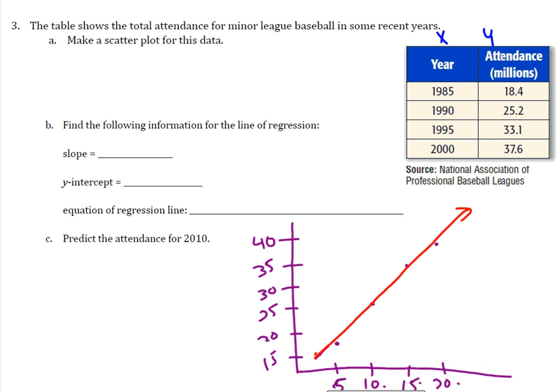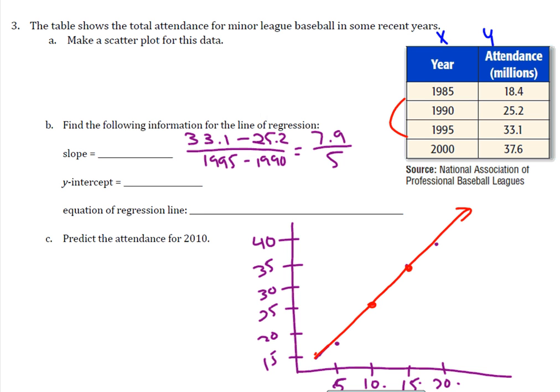That's a pretty good line of best fit, I would think. I don't really have a good graph to go off of, so I would say those 2 points are pretty much on my line. Those are my middle 2 points, so those are the ones I'm going to use to try and figure out what this is. If I look at slope, I'm going to take 33.1 minus 25.2 over 1995 minus 1990. So that's going to be 5 up top, and 7.9 on the bottom.